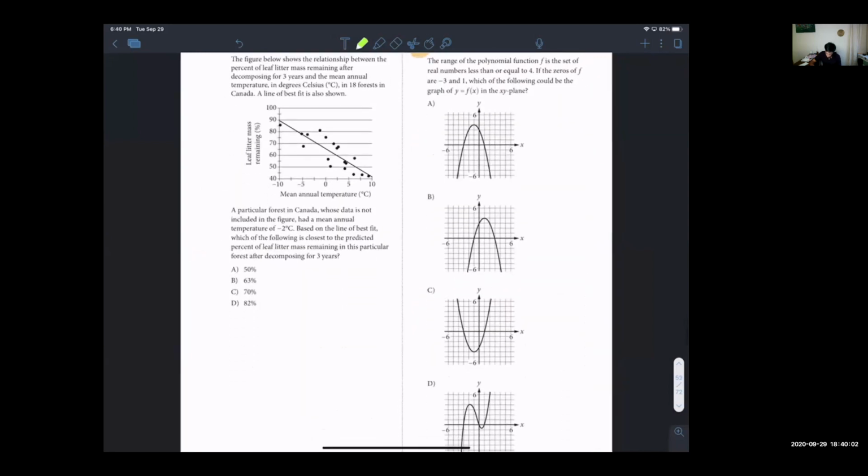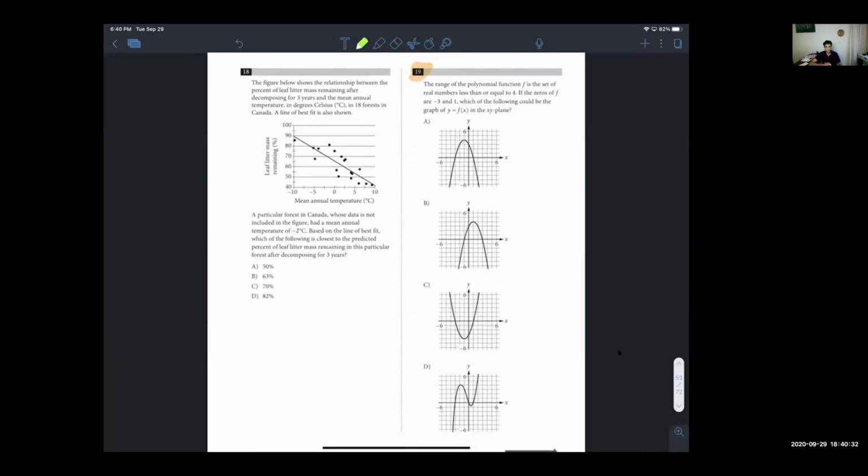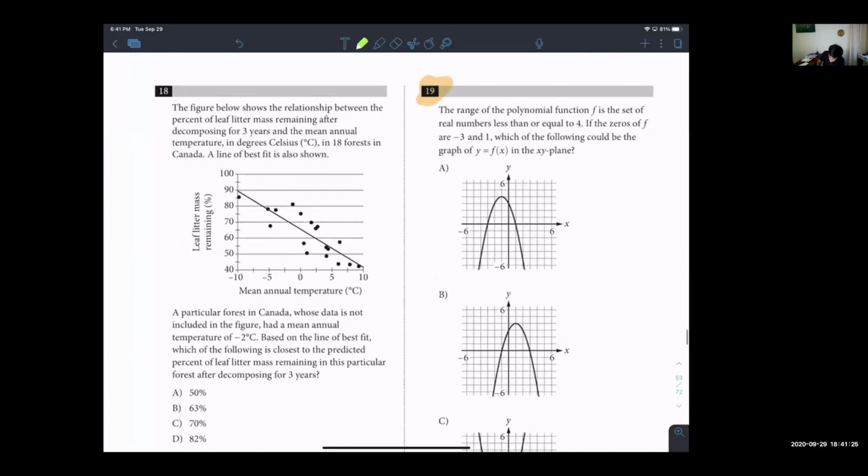Let's do this one. Let's do number 19. So 19 is very similar to what you will find on your O-levels, so really think about this. Let's do this now. Let's read this one by one. It says the range of polynomial function f is a set of real numbers less than or equal to 4. So this is what we need.